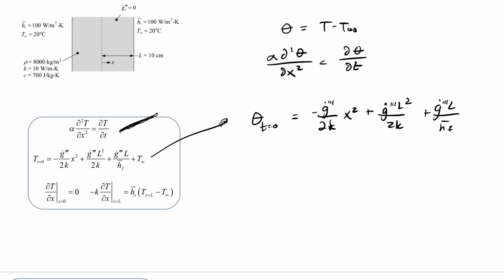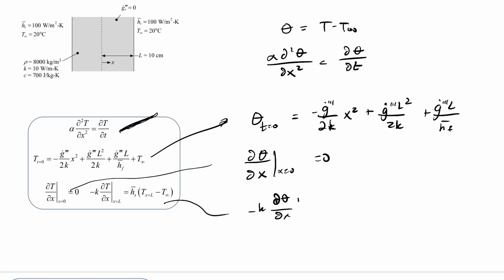Okay, other boundary condition. This one here becomes d theta dx at x equals 0 is equal to 0. And this one becomes minus k times the derivative of theta with respect to x at x equals L is equal to h bar. Let's just call it h bar here. h bar times theta at x equals L.